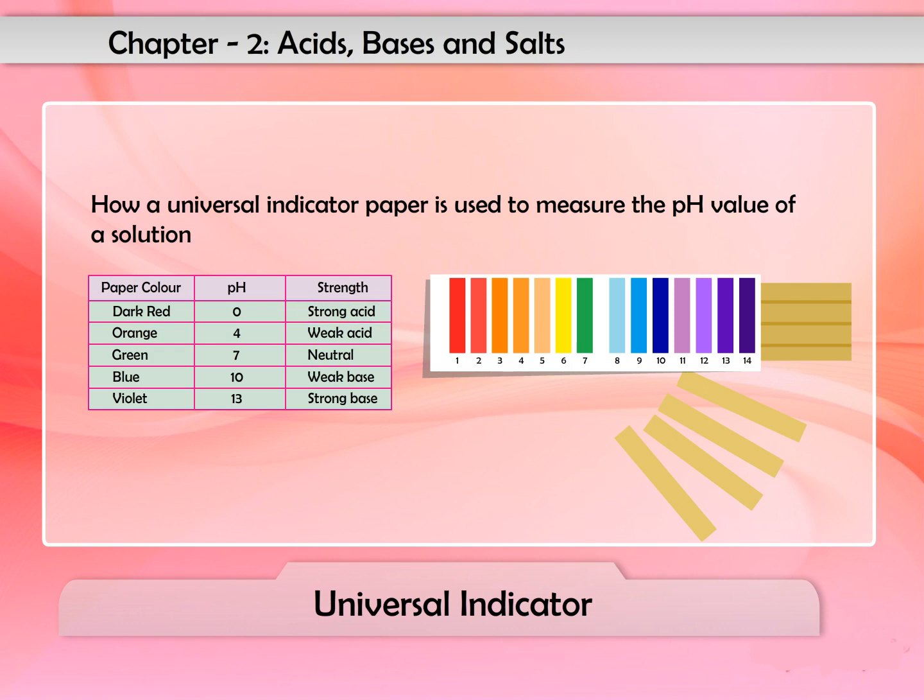On the other hand, if an orange color is produced, then the pH will be about 4 and it will be a weak acid. If a solution turns universal indicator green, then it will be a neutral solution with pH 7. Likewise, if a solution turns universal paper blue, then the pH will be 10 and it is a weak base, and if it turns paper violet, then pH will be 13 and it is a strong base.